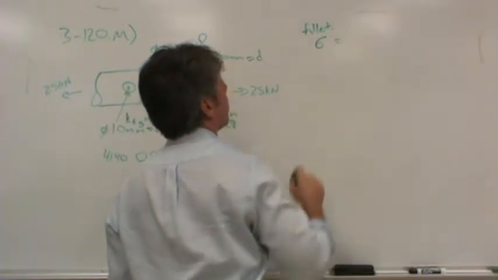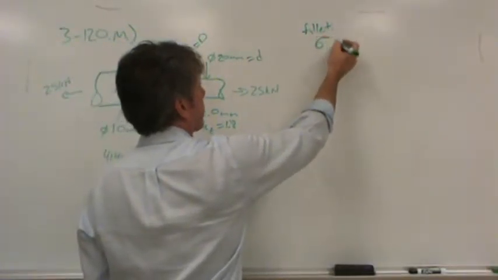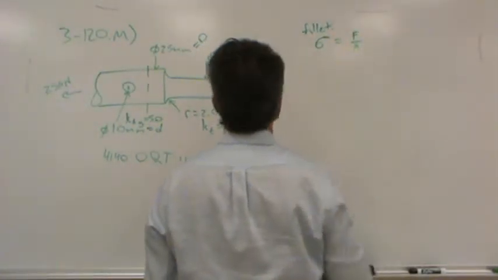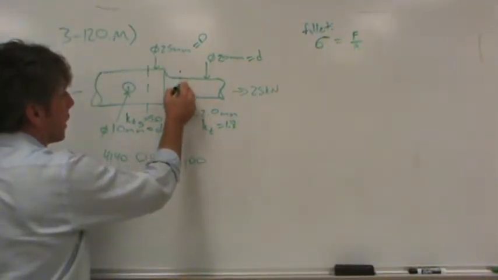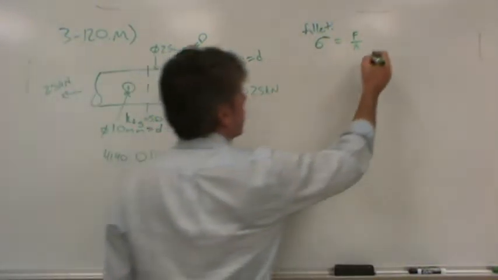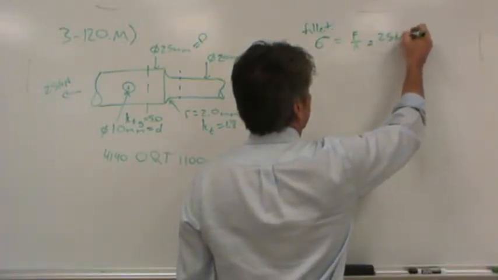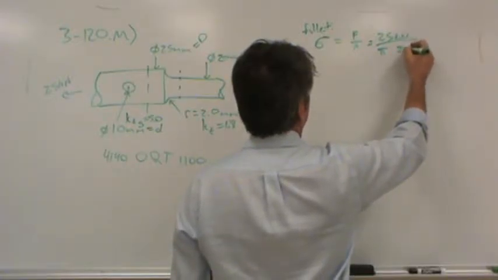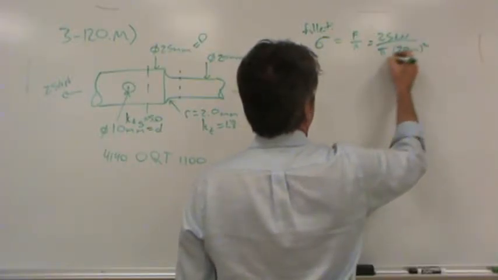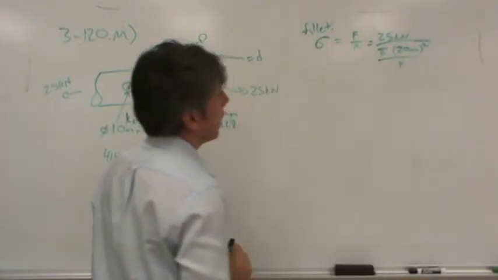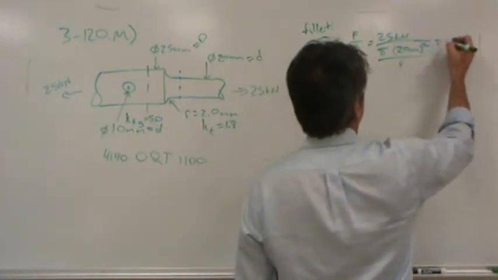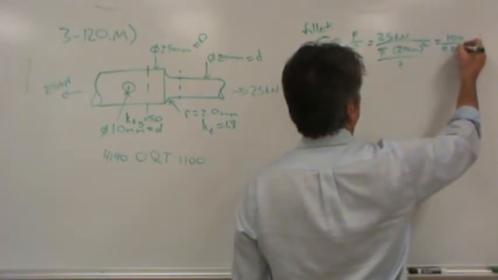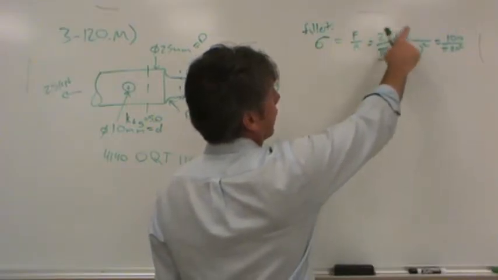For the fillet section, the stress is just going to be force per area, right? So force over area. The force is 25 kilonewtons, and the area would be pi times the diameter, 20 millimeters, squared over 4. That's the same thing as 400 over pi over 20 squared. And the units would be kilonewtons per millimeter squared.